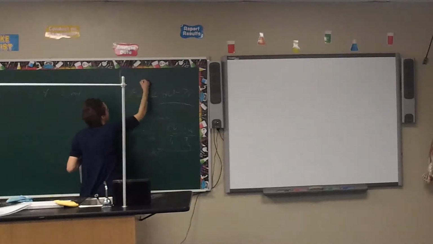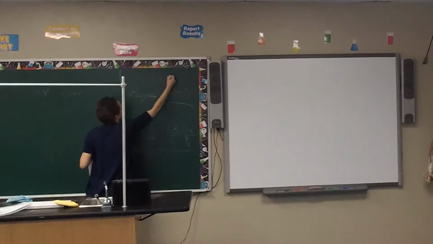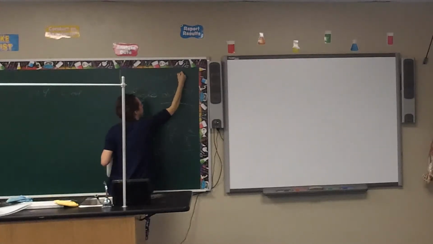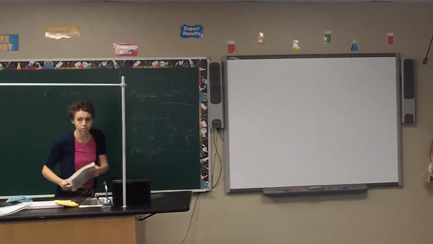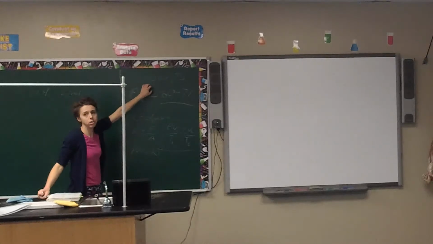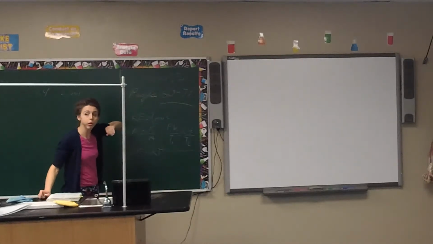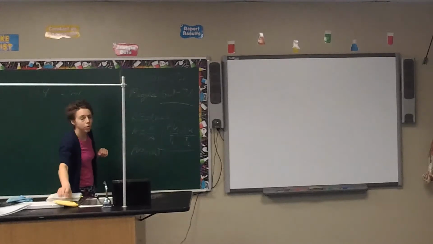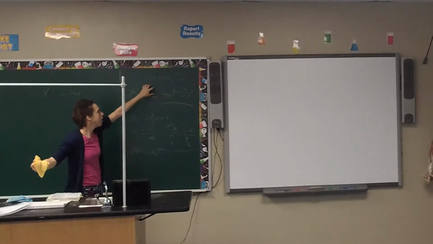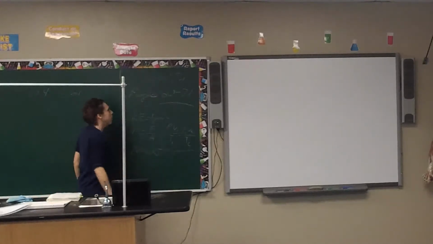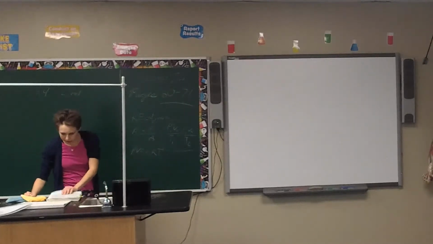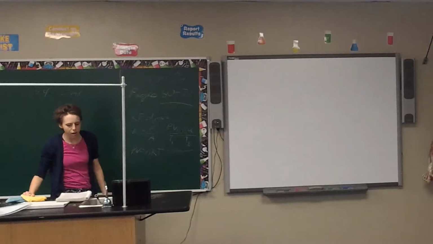I'll write it up here. 0.0821 liters ATM per Kelvin per mole. So you don't have to know the units per se, but you do need to know that these are the units that I need to use for my equation. If you use torr instead of ATM, it's not going to be right. So definitely note these are the units for it. So 0.0821, you can't see my decimal point. 0.0821.